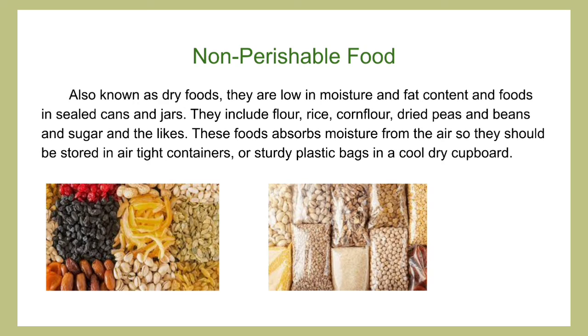Non-perishable foods, on the other hand, have a longer shelf life, and they are also known as dry foods. They are low in moisture and fat content, and they are sometimes sealed in cans and jars. So these would include things such as flour, rice, cornmeal, dried peas and beans, sugar, just to name a few. Now it is important to note that these foods absorb moisture from the air, so they should be stored in airtight containers or sturdy plastic bags in a cool, dry area such as a cupboard.